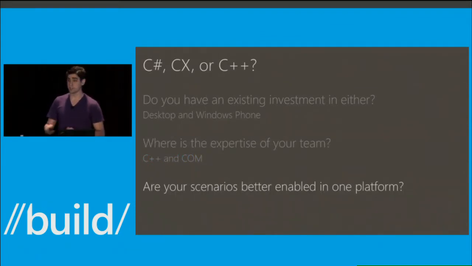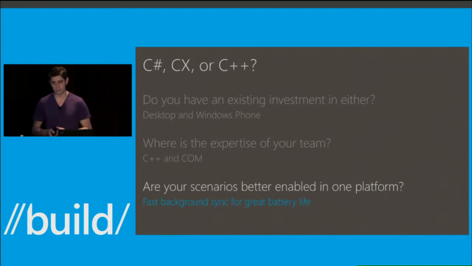And the last thing is, are your scenarios better enabled by one platform or the other? Chris Anderson's talk goes into a lot more detail on this, but one of the things that was really important to us was background sync performance. We know we want our app to be able to sync email in the background, and the system, if you're taking too much time on the network or on the CPU, will just automatically kill your background tasks to preserve battery. So you want to make sure those are really, really efficient. This all pushed us to writing core C++ for a lot of our platform logic.